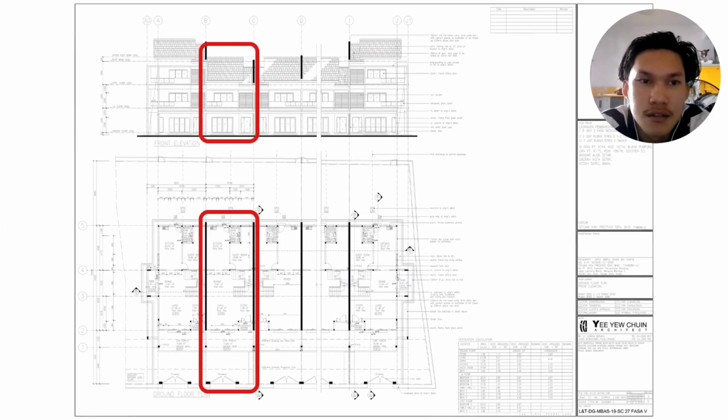Next is the front elevation plan and the ground floor plan for the middle unit terrace house. So basically, this house is a double-story house where it has the ground floor and the first floor. So in this plan, for the ground floor plan, the layout includes typical spaces such as living area, dining area, kitchen, and the bathroom.